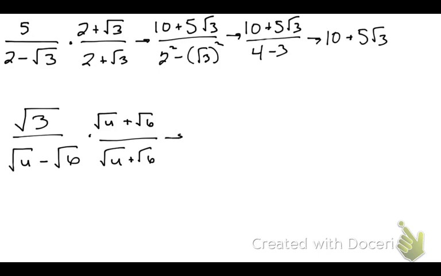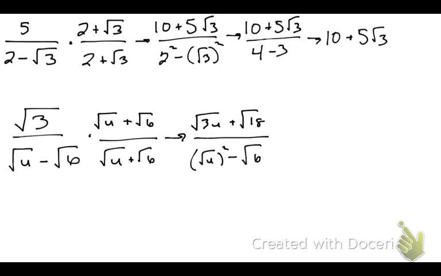The numerator is still just distributing. This would be the square root of 3u plus the square root of 18. The denominator would be the square root of u squared minus the square root of 6 squared. Now in this case, the numerator happens to clean up because 18 is 9 times 2. So this is the square root of 3u plus 3 root 2. Where did the 3 come from? Because the square root of 9 is 3. The denominator would just be u minus 6.